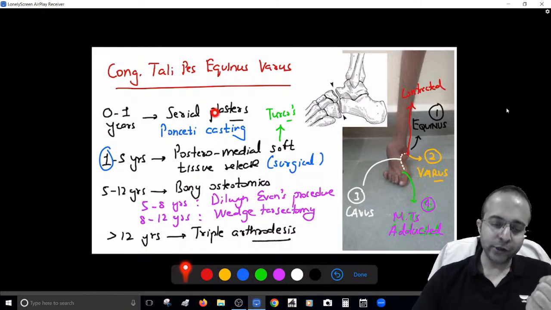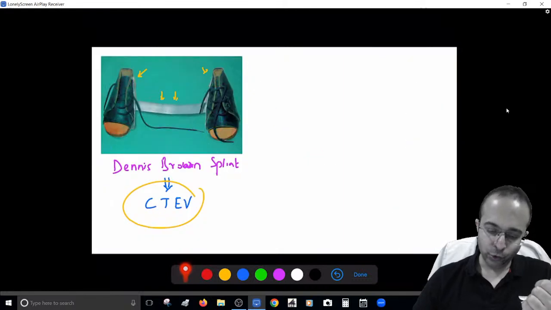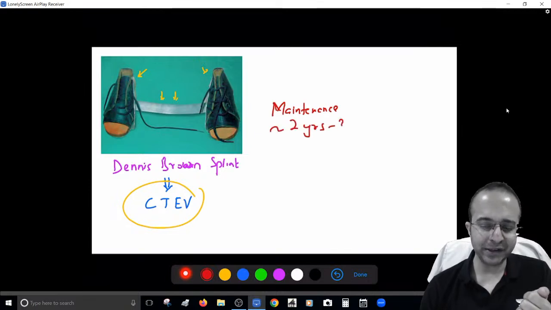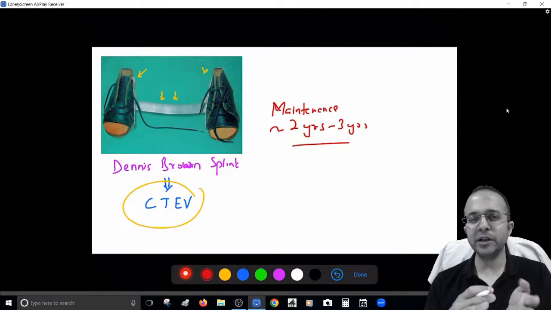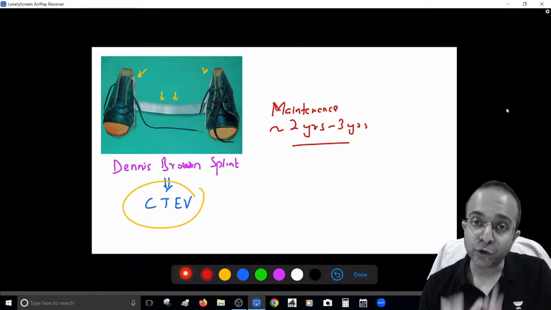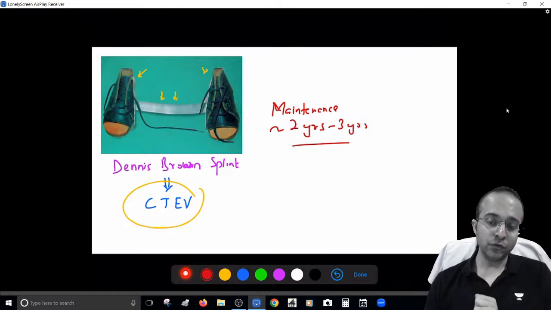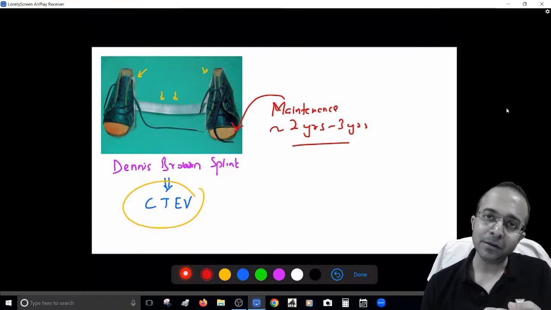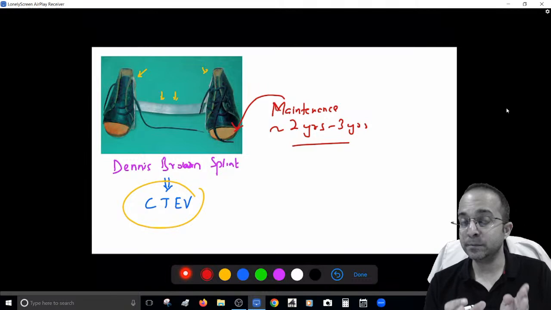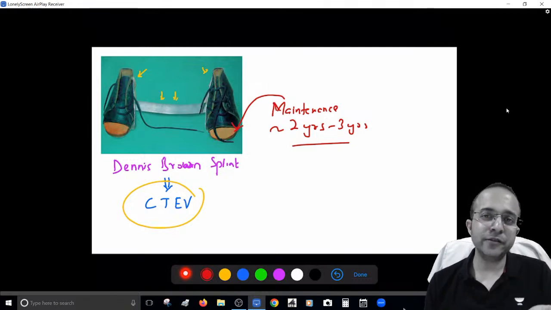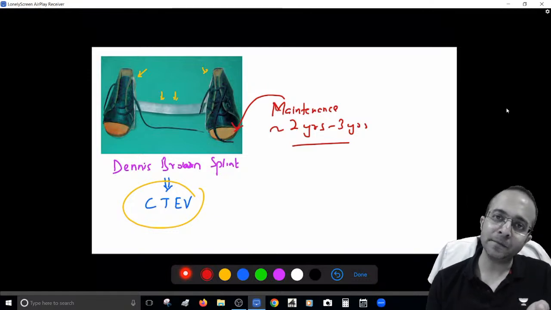You correct CTV by any of these methods, you have to maintain the correction for at least a period of 2 years or maybe 3 years. Actually, till the child is 5-6 years of age, so that foot musculature develops and can control the foot. So for maintenance you use these Dennis Brown splints. But many children don't use these splints. They're not compatible with these splints. They don't take this treatment nicely, so recurrences happen.